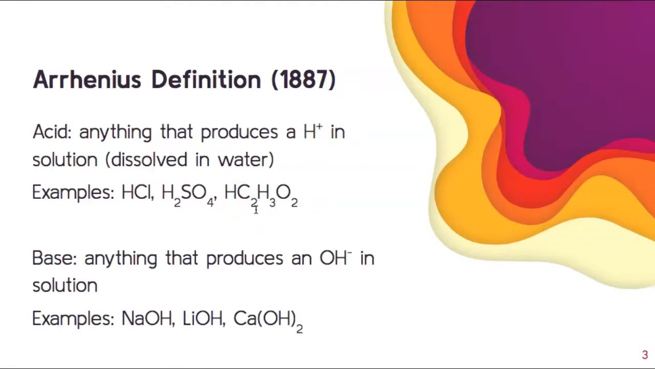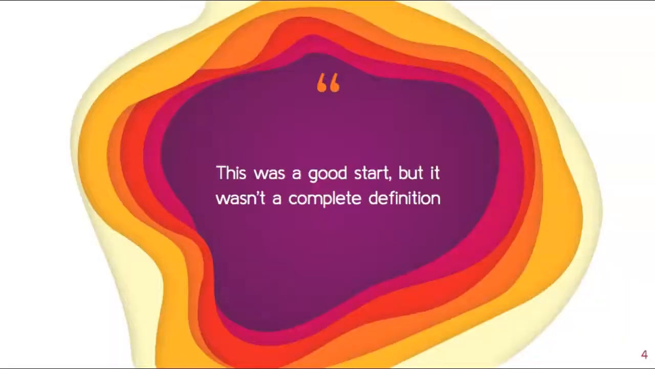And then the base definition is anything that produces an OH- ion. This is called hydroxide, okay? It's on your polyatomic ion sheet. Anything that produces a hydroxide ion in solution, remember, when it's dissolved in water. So this is sodium hydroxide, this is lithium hydroxide, this is calcium hydroxide, okay? So these are all things that when dissolved in water, this was split up into Na+ and OH-, this would be Li+ and OH-, and so on. This was a really good start to have some scientific definitions and guidelines around this, but it wasn't a complete full definition.